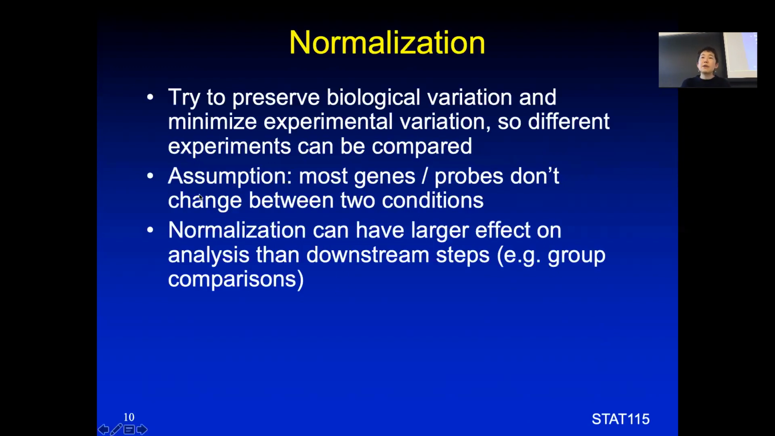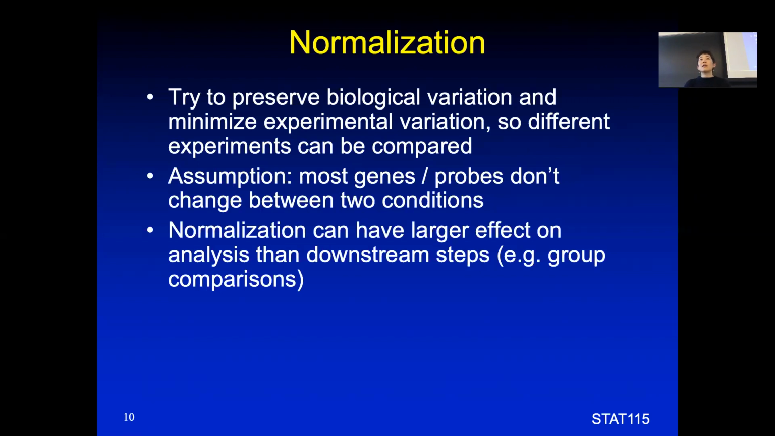One important assumption for normalization is we have to assume that the majority or most of the genes or the probes between the two samples or between the two conditions are the same. You can't really compare something where most of the things are different. Then you don't have a baseline, right? So we have to make some basic assumptions, which is probably true.